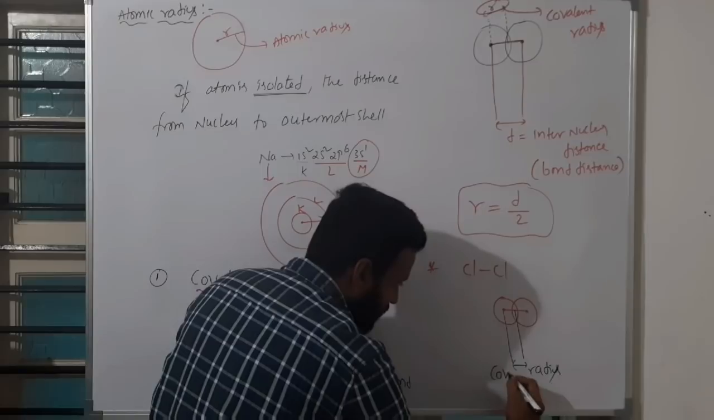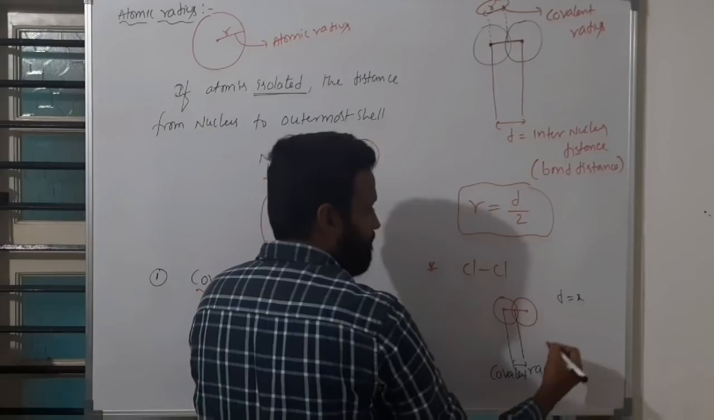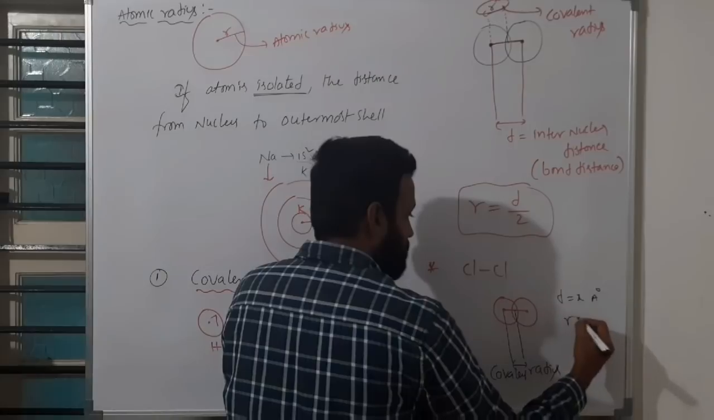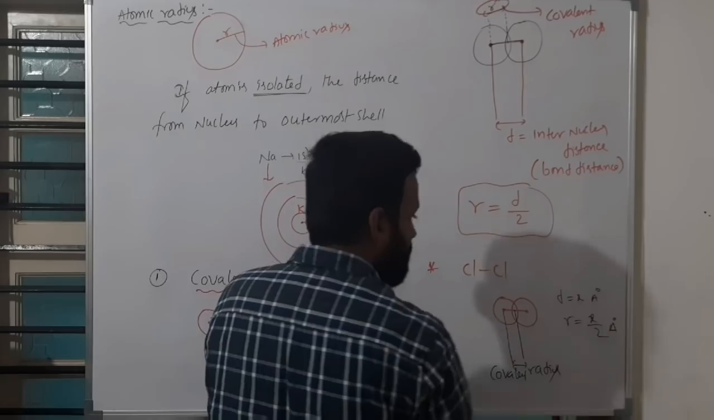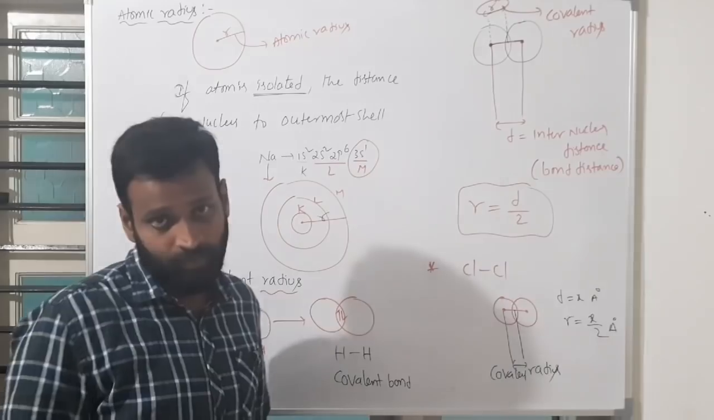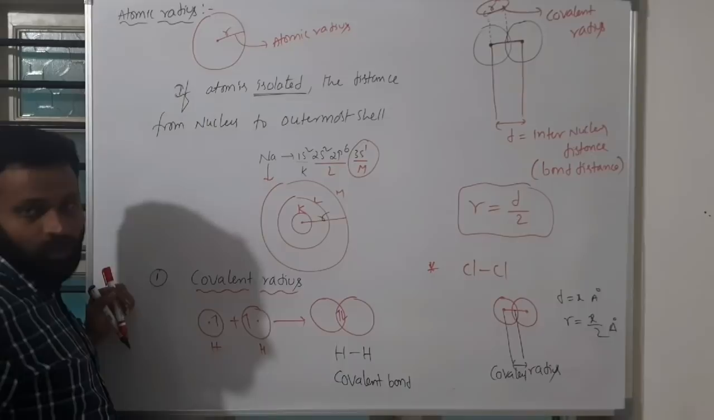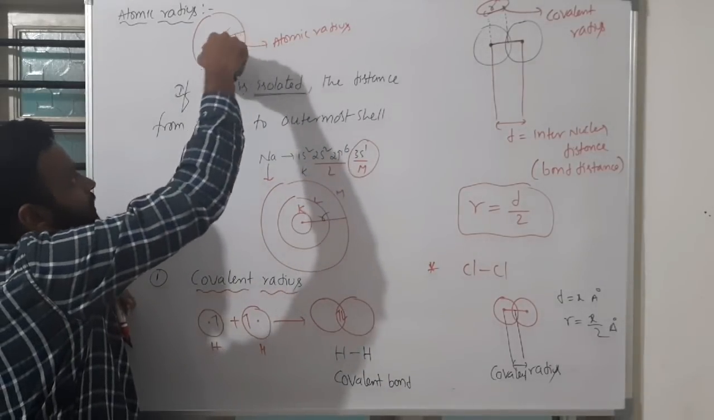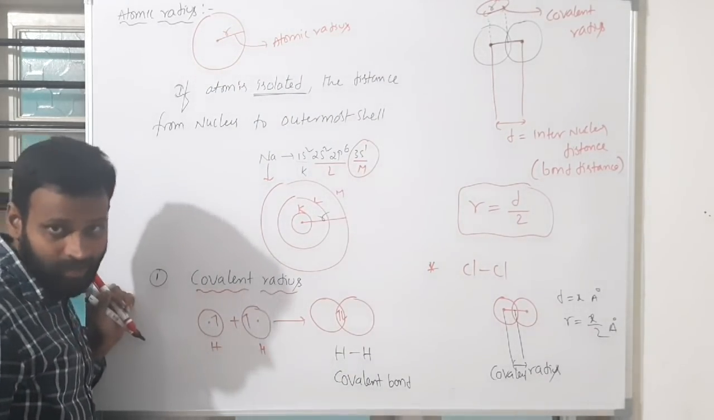What radius is this called? Covalent radius. So if D is X angstrom like that, then what is the radius for chlorine? X by 2 angstrom. For radius, we use the small units of length, which I'll tell you now. First, atomic radius means what? If the atom is isolated, as I told you, it is half of the distance from here to here. So the distance from the nucleus to the outermost shell is called atomic radius if the atom is isolated.